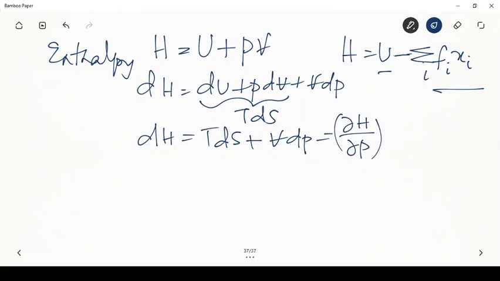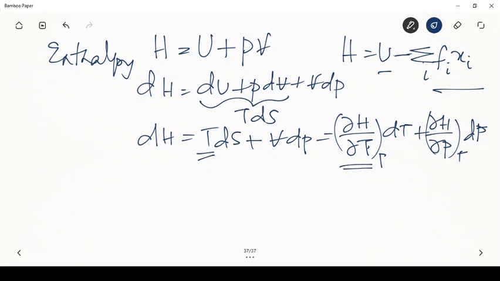Okay, so this is nothing but del H by del T at constant P into dT, plus del H by del P at constant T into dP. Okay, so if I compare these expressions, T actually becomes equal to del H by del S, and V becomes equal to del H by del P. So that is the expression that we have.